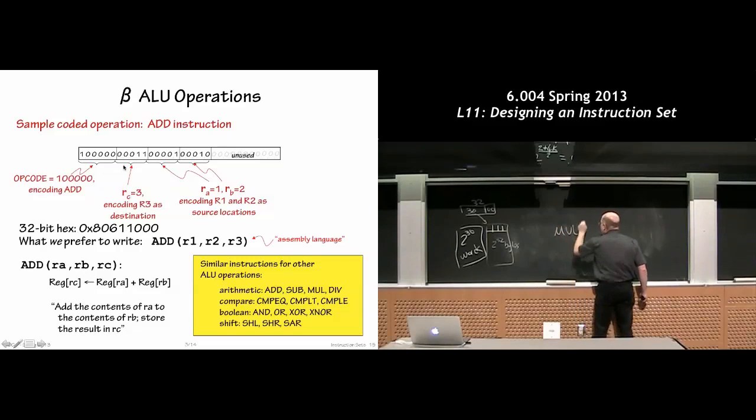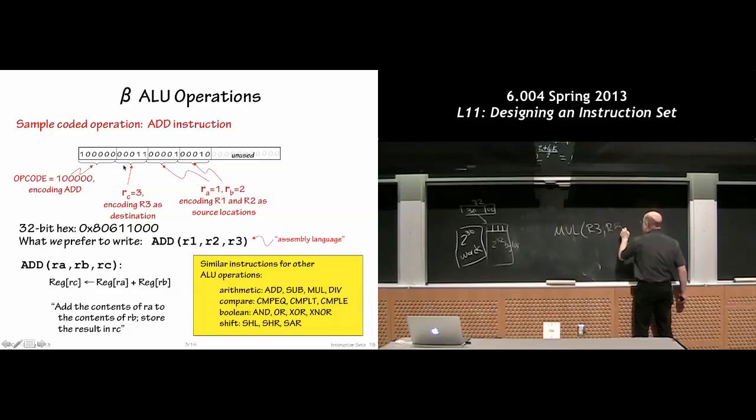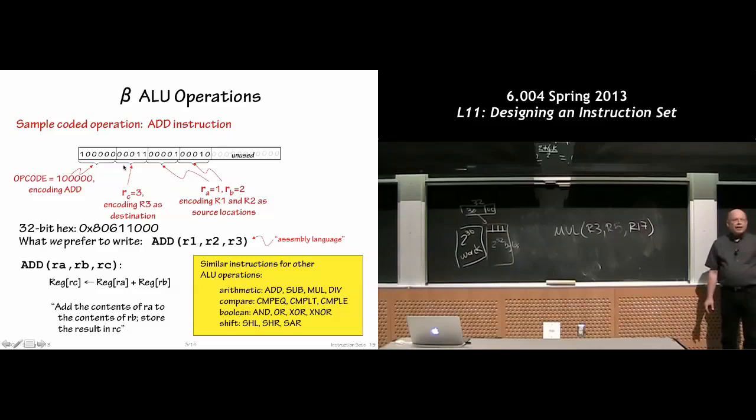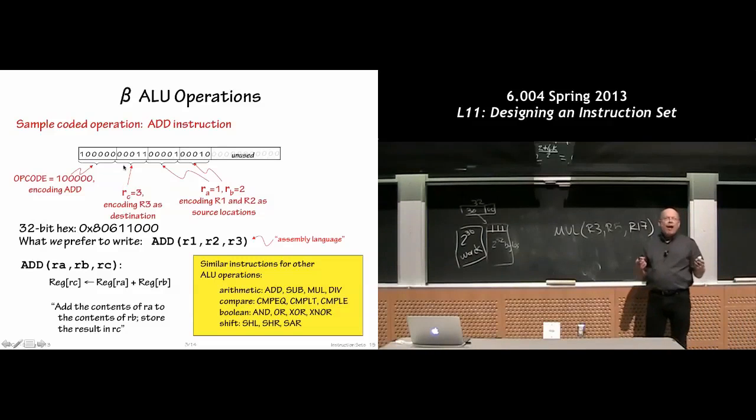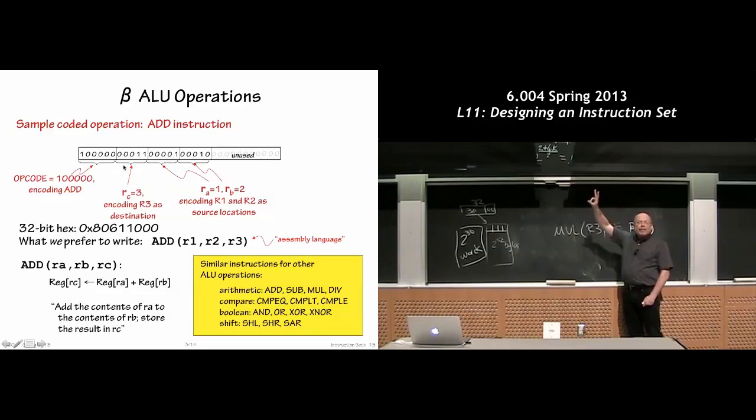So suppose I wanted to say multiply R3 times R5 and put the answer into R17. Any conceptual problems with how you could take this sort of symbolic representation of an instruction I wanted to execute and encode it using those bits? You know what to do with these three values, right? These go into the RA, RB, and RC fields.